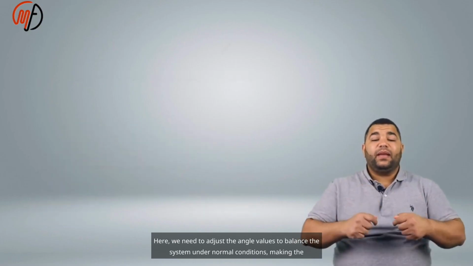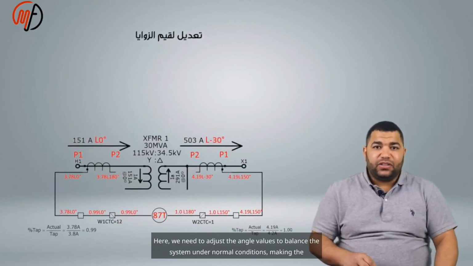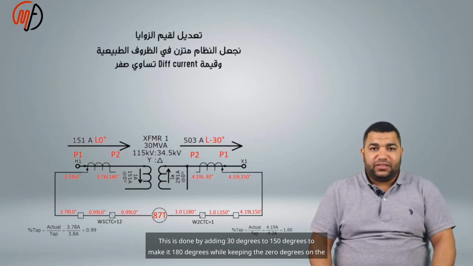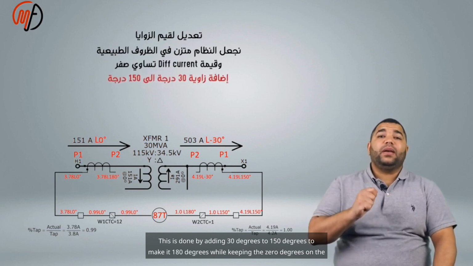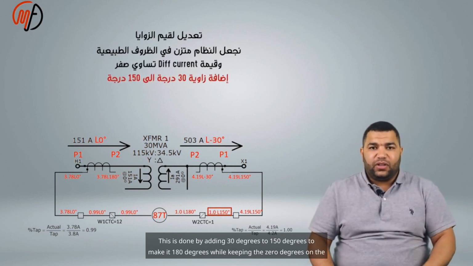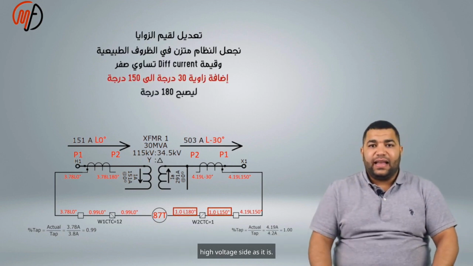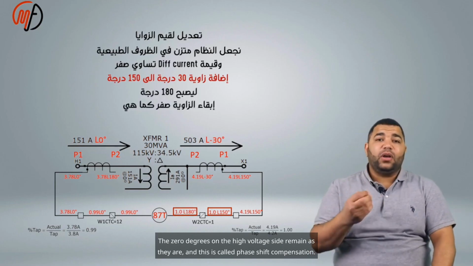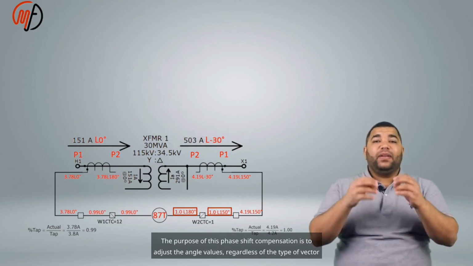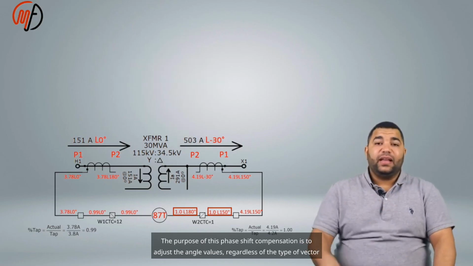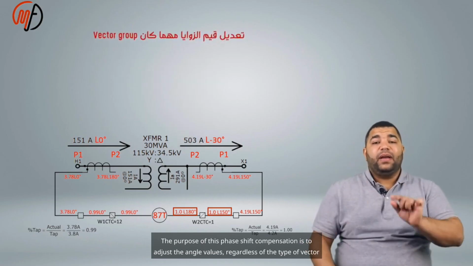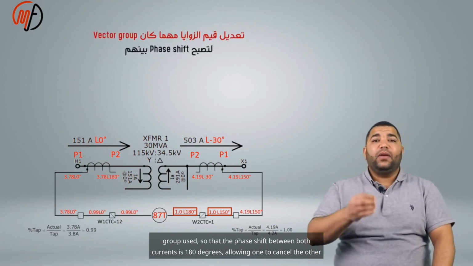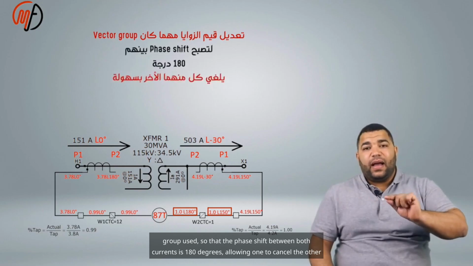Here, we need to adjust the angle values to balance the system under normal conditions, making the differential current zero. This is done by adding 30 degrees to 150 degrees to make it 180 degrees, while keeping the 0 degrees on the high voltage side as it is. This is called phase shift compensation. The purpose of this phase shift compensation is to adjust the angle values regardless of the type of vector group used, so that the phase shift between both currents is 180 degrees, allowing one to cancel the other out easily.